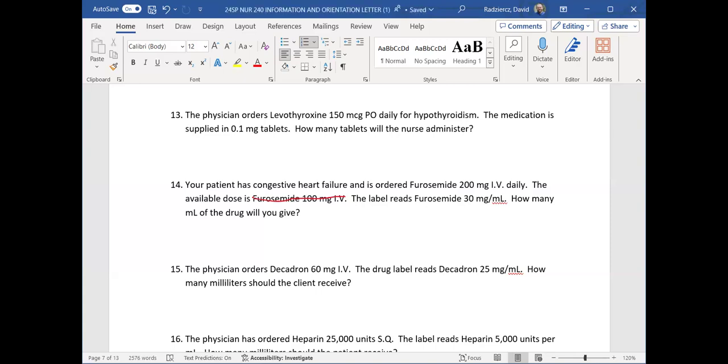So to calculate how many milliliters of this drug, if you like to do order over available, we can just take our order over our available times our quantity. And then you should get that 6.7 number. $200 divided by 30. Yeah, 6.7 milliliters. It's supposed to be in mL.